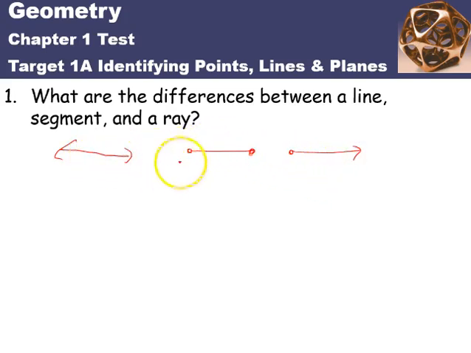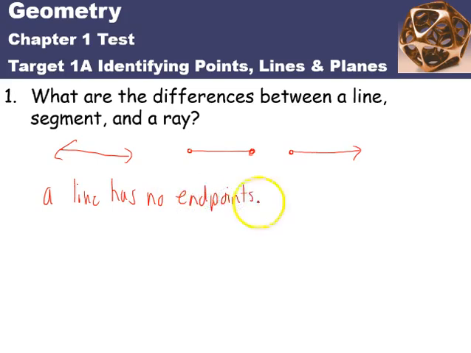Well, this has no points, right? Or actually no endpoints. So a line has no endpoints. And it goes in two different directions forever. So it goes on forever in two directions.